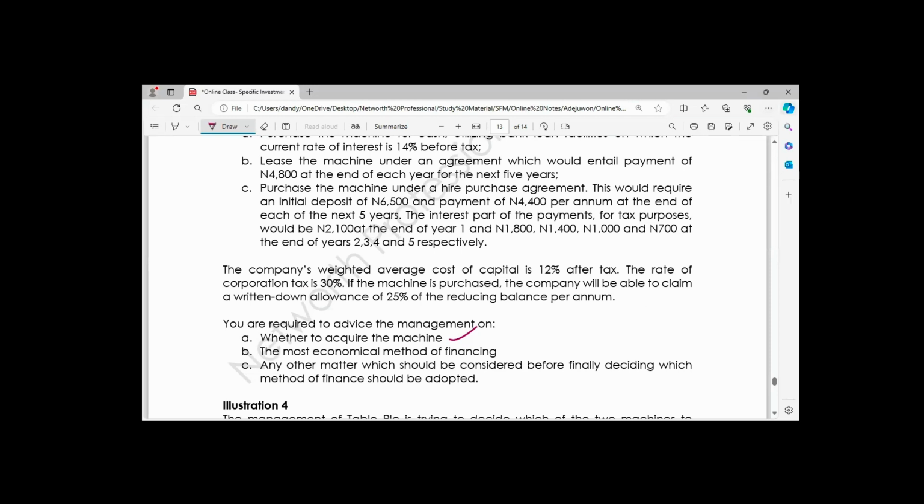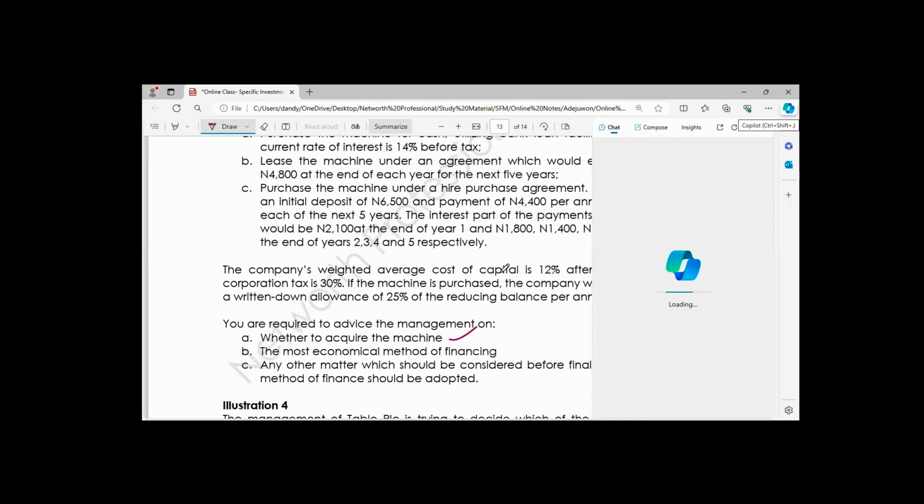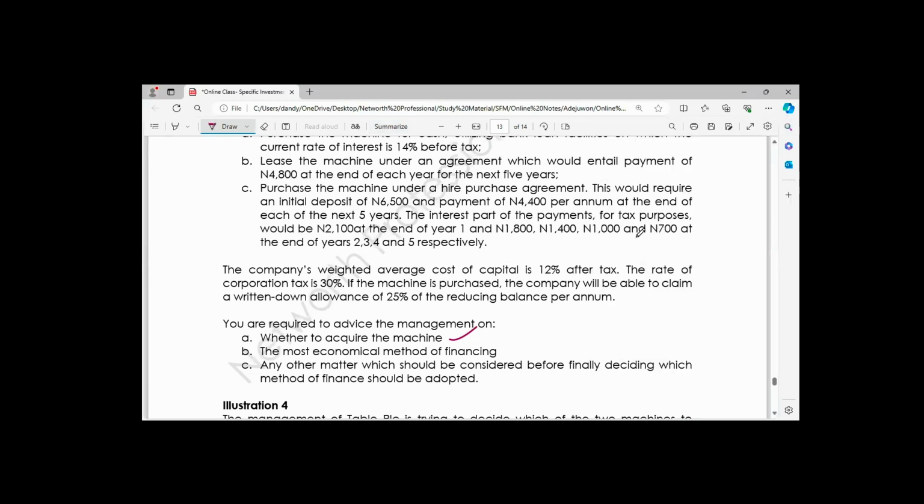Now, there's one more thing I need to tell you. When you want to determine lease versus hire purchase, the cash flow arising from each method of financing should be discounted at the post-tax interest, that is, the after-tax cost of borrowing. So you don't use the company's weighted average cost of capital to appraise each of the methods. Rather, you are supposed to use the after-tax cost of borrowing. So if the before-tax rate is given to you, you need to convert it to the after-tax cost of borrowing. All right. So quickly, let's go through this question.